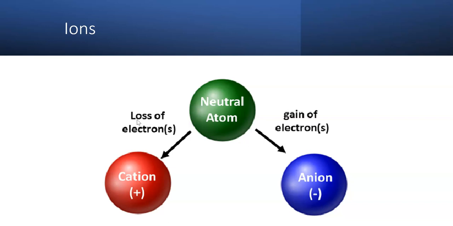But a neutral atom that loses electrons becomes a cation because it has more protons than electrons, so it's positive. So our cation is positive. A neutral atom that gains electrons becomes negative because it's got more electrons than protons, electrons being negative. So it gets this negative charge, and our cation, because it's lost electrons, has this positive charge. This is important as we look at metallic and ionic bonding.